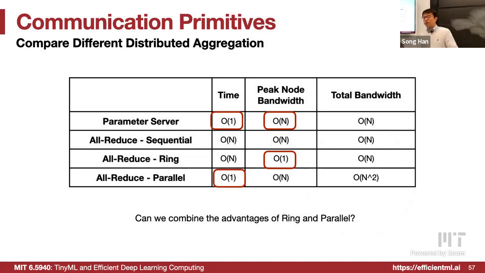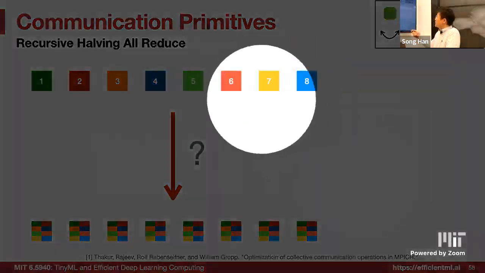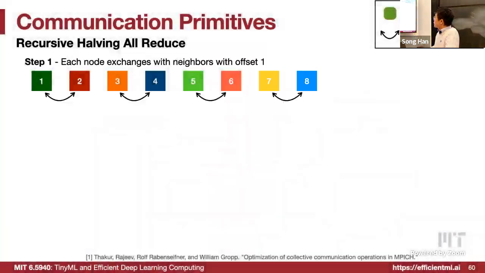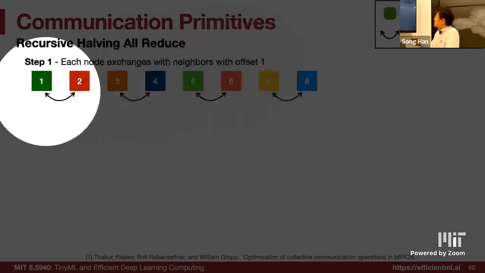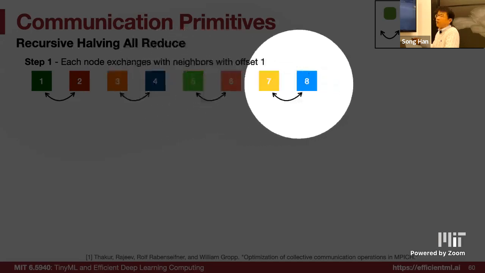And now we want to combine the advantages of the ring and the parallel all-reduce. Ring all-reduce combined with parallel all-reduce. Let's see how we can further reduce the bandwidth and time. So now the example gets a little more complicated. Let's use 8 nodes in this example. In the first cycle, we will combine the data from adjacent neighbors with an offset of 1. That's adjacent nodes. So 1 combined with 2, 3 with 4, 5 with 6, 7 with 8.